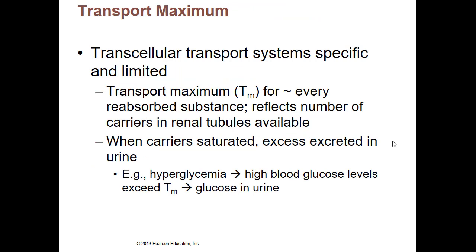Now, at some point, there's only so many carriers. There's only so many channels in the proximal convoluted tubule. What can happen is if you have too much of some type of solute, too much ion in here, if all of your carriers are full, because they're already pumping something across, you're going to hit what's known as the transport maximum.